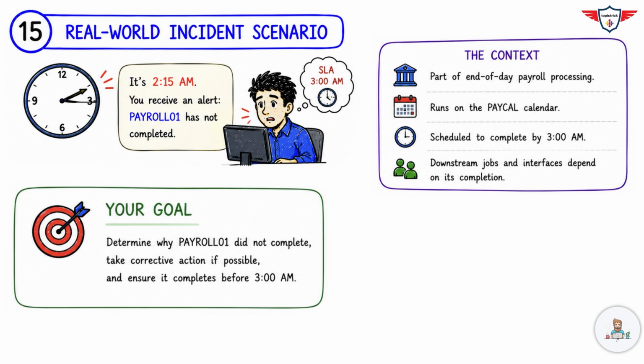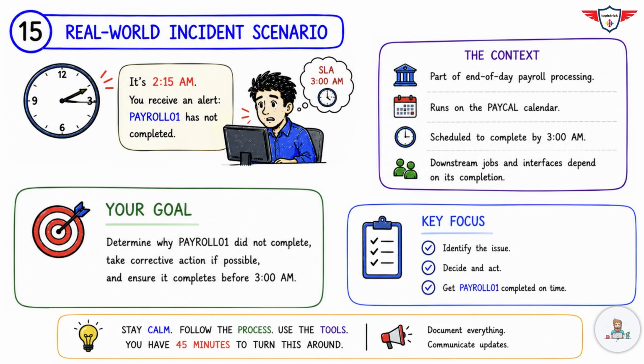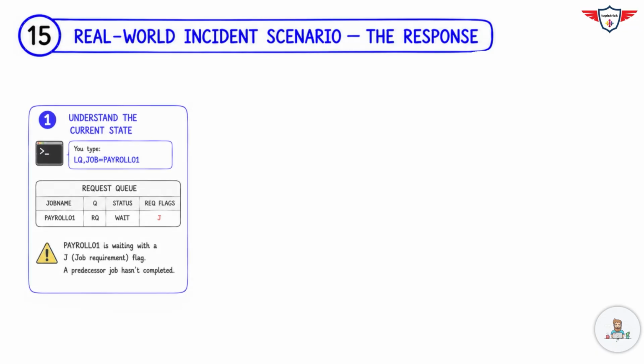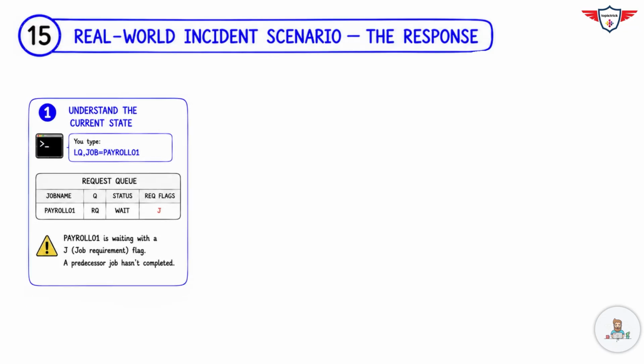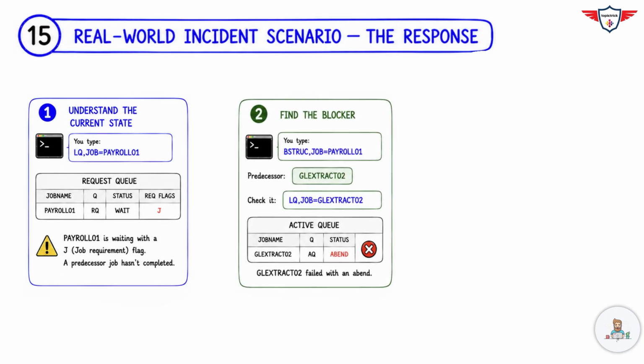So the very first step is that you need to understand the current state. So you're going to use LQ, job equals to PAYROLL01. When you fire this command, CA7 will show PAYROLL01 sitting in the request queue with a J requirement flag set. That means a predecessor job hasn't completed.